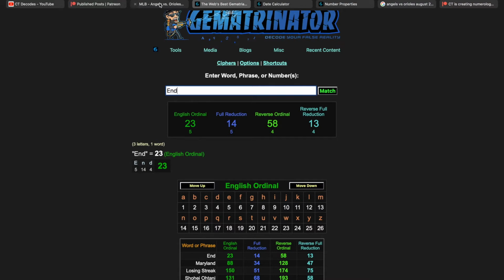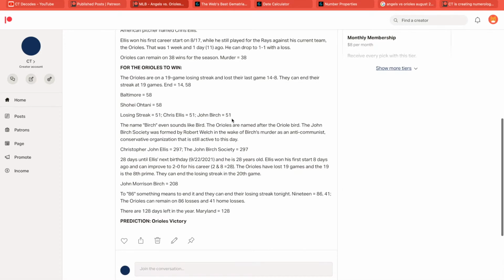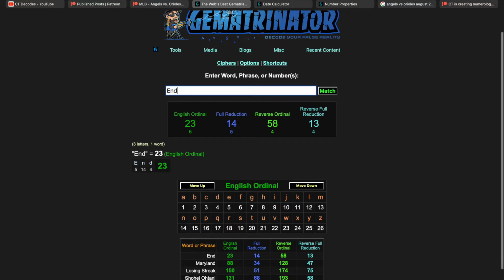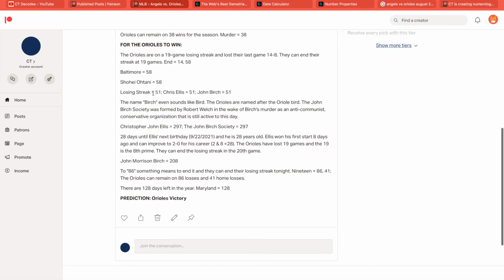So end equals 14, and they ended their losing streak after losing 14-8 the previous day. And Baltimore equals 58, as you can see. Shohei Ohtani equals 58 as well. Notice how the term losing streak comes out to 51, how the pitcher for this game, Chris Ellis, equals 51, how John Birch equals 51.